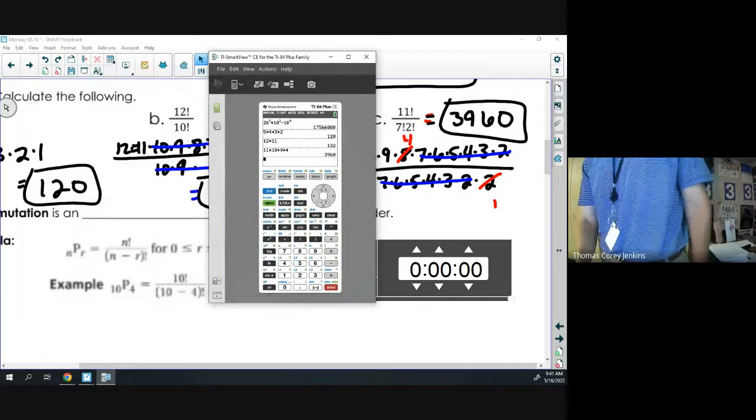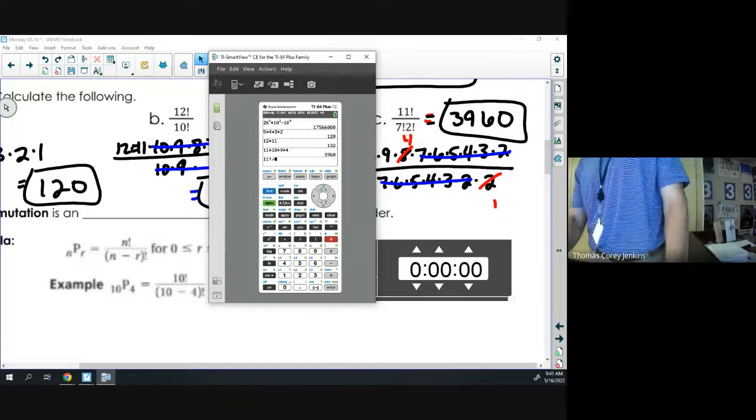So everything you need for probability, all these symbols is under math, and then the one that says PROB. So if I want to type in 11 factorial like it looks on the paper, I can't. So I'm going to type in 11, go to math, over to prob, and then you see the factorial symbol is option 4. So I have that entered. Now I'll just do divided by.